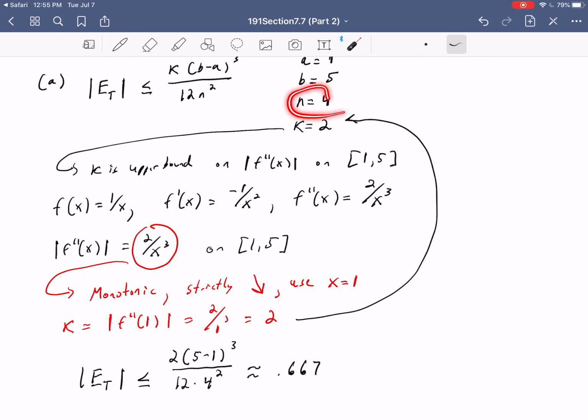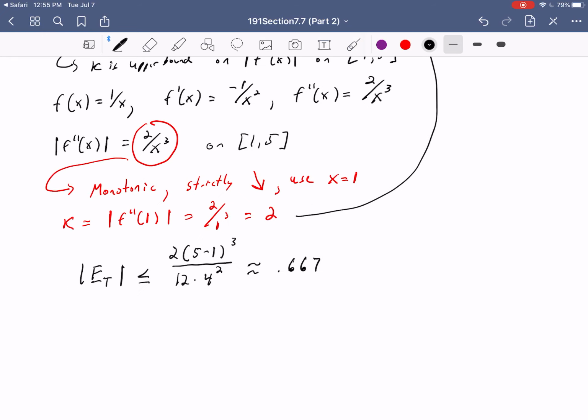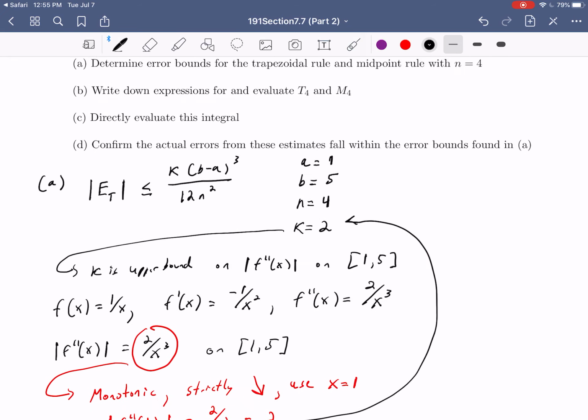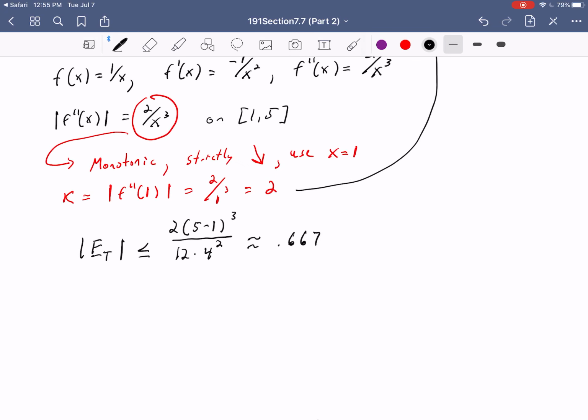Now, obviously, if we increase the number of partitions, if we did more approximations, this maximum error would shrink and we'd get a better estimate. Okay, let's go ahead and do this also for the midpoint rule because we wanted to do this for both of these rules. The midpoint rule should also be pretty easy.